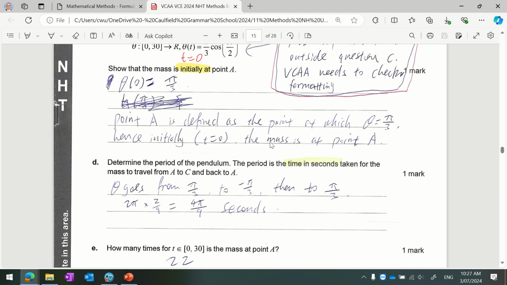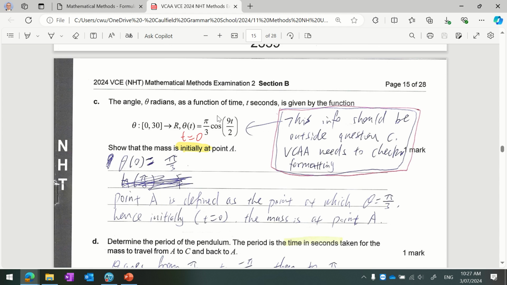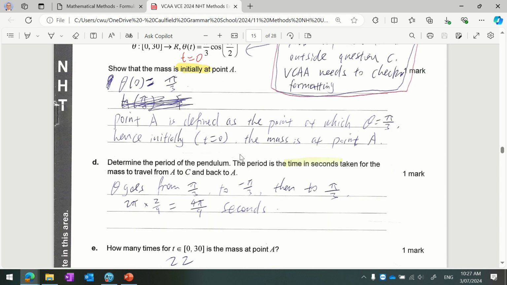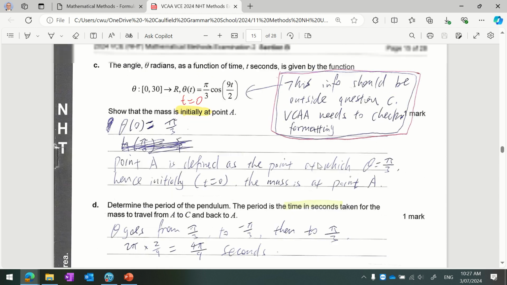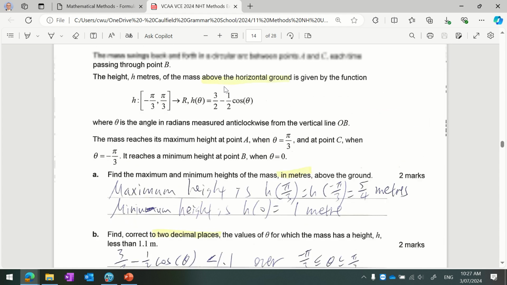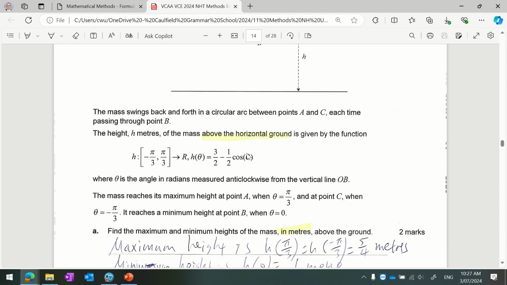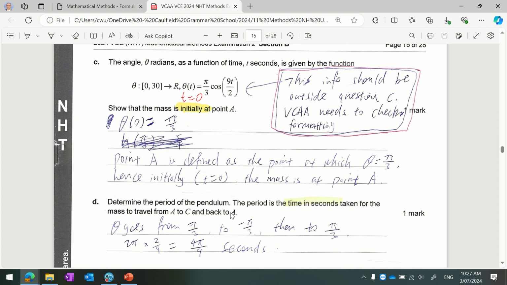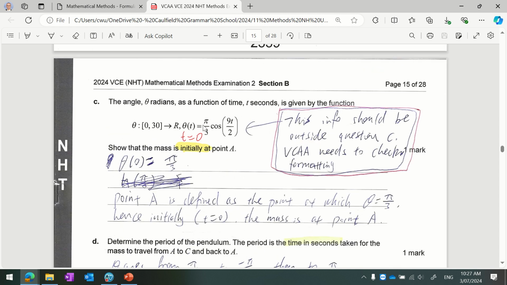So here is my problem with this question. Question D says the period is time in seconds, which means we need to focus on this function here, because this is the function that involves time in seconds, not this function here. This function is theta angle and height in meters. There is no time in seconds in this function, so that's not the focus. To do question D, we need to use the theta function.